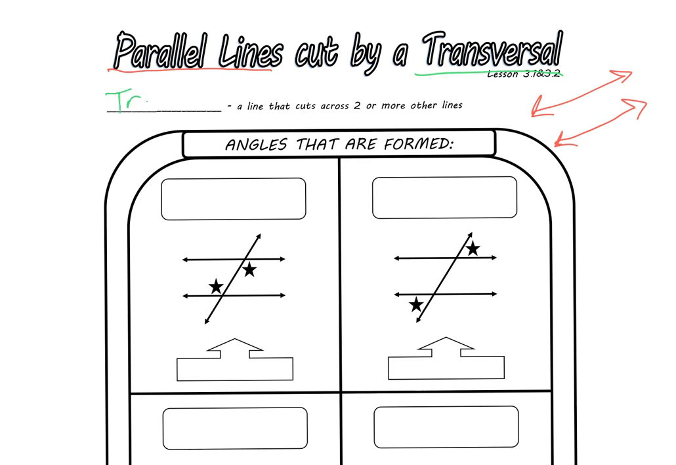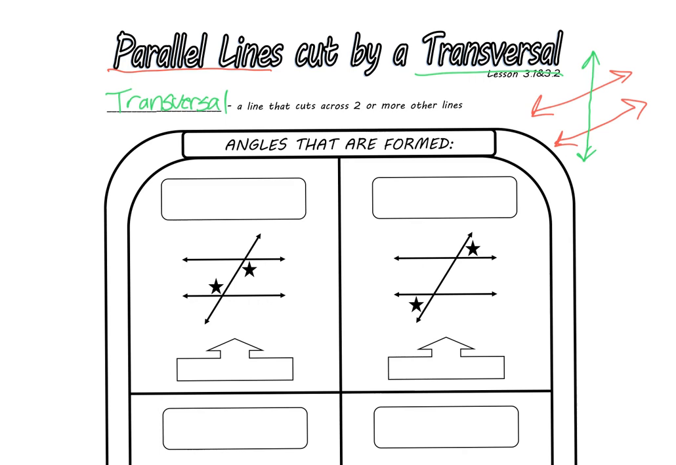So this is actually our first fill in the blank. Transversal. It looks something like this. A line that cuts two or more other lines. See how it's cutting the two parallel lines? That's why we call it transversal. What we're looking at in today's lesson is the types of angles and the angle relationships formed when you have parallel lines cut by a transversal.